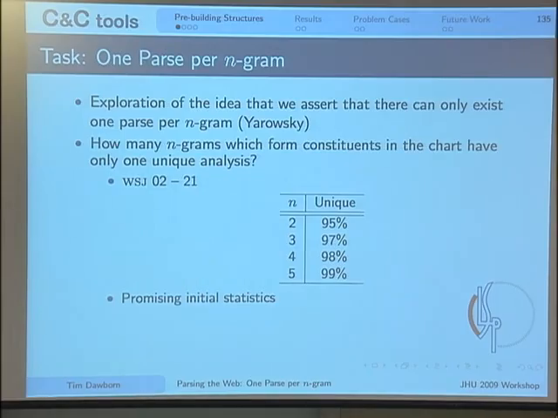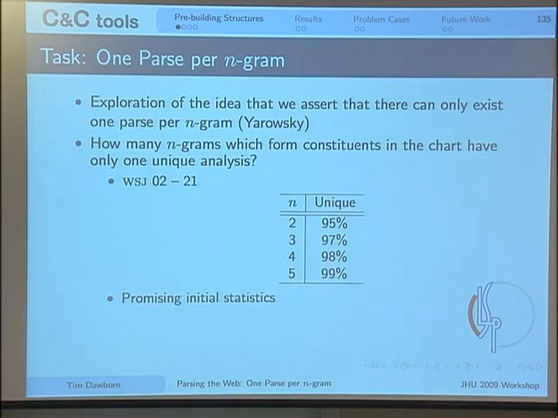A good initial statistic to calculate to see how well this idea might progress is how many n-grams which form constituents in the parse chart actually have this one unique analysis property that we desire. Looking at Wall Street Journal sections 2 to 21, for different n sizes in the n-grams, we can see that the uniqueness factor for derivations is quite high, with up to 5-grams being 99%. Is that because most of the 5-grams only occurred once? Yes. Obviously, as you go down, the frequency decreases, but yeah.